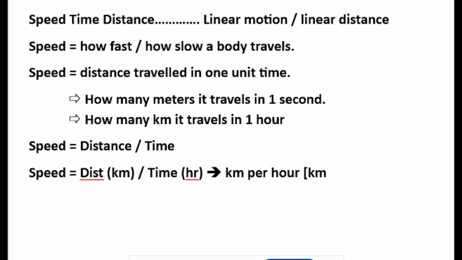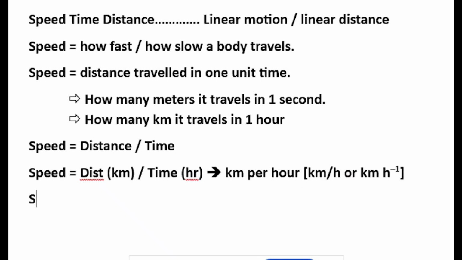So it is written either kilometers per hour, or actually the correct way to write is kilometer per hour. Sometimes they write it like this, kilometer per hour, or sometimes they write only h. But the correct term is this one, kilometers per hour.